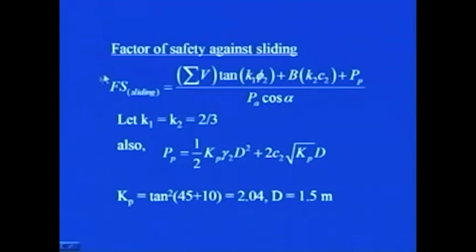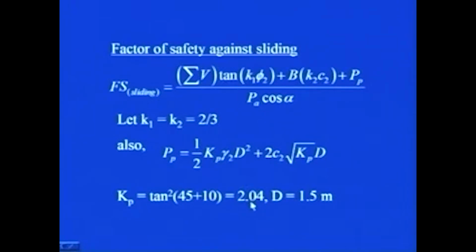You know this expression; I have told you how we arrived at this particular expression, and I told you that the K1 and K2 values can vary between half to 2 by 3. So for the considered problem, let us assume K1 = K2 = 2 by 3, and P_p will be half Kp gamma 2 d squared plus 2 C2 square root of Kp d. This is the standard expression for passive force, where Kp is tan squared (45 plus phi by 2), which is 20 degrees in this case.